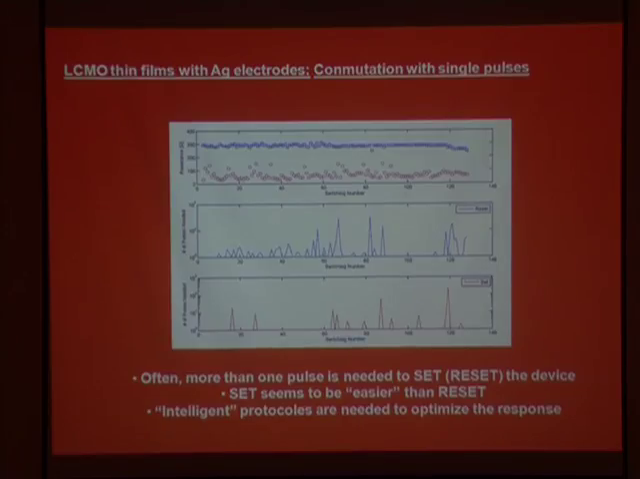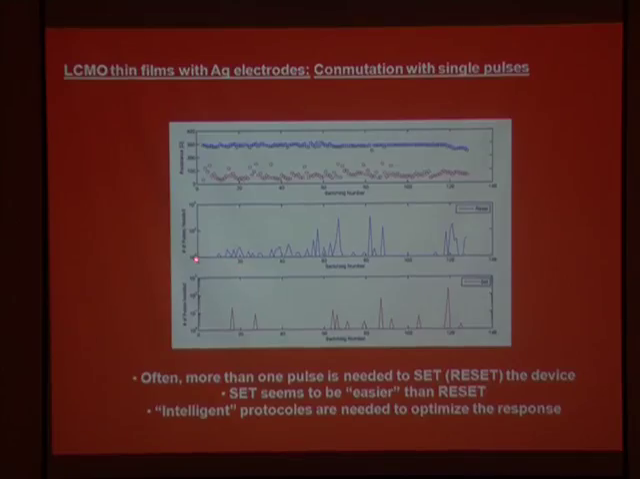So what we did is write a kind of semi-intelligent protocol that determines if after applying the pulse the resistance has switched or not, and in case it has not switched, it insists. And it insists until the material switches. In this way we have been able to switch many times, like 120 times, and then we stopped it.